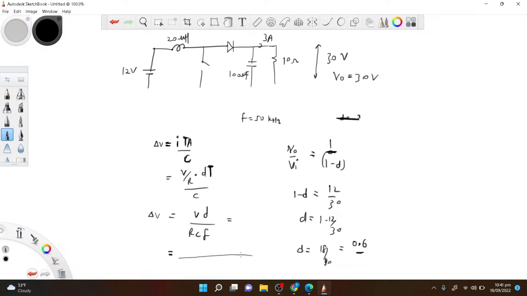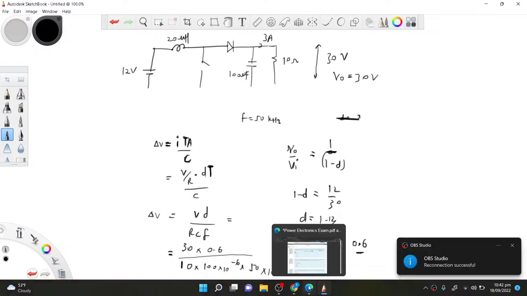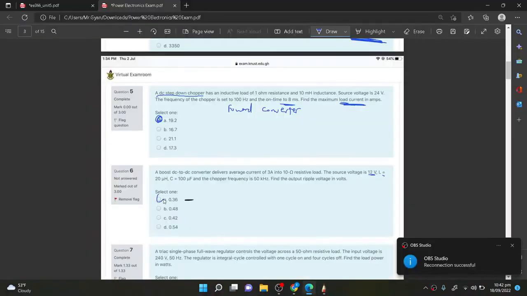So I think we have everything we need. R is 10 times C, C is 100 microfarad, times F. Alright, 0.36.